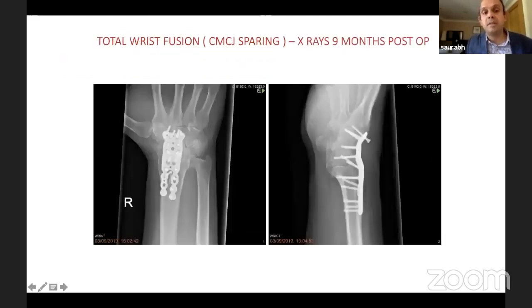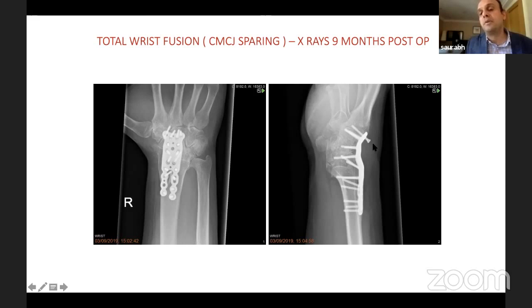So that means it needs a total wrist fusion. So that's a total wrist fusion. This X-ray is 9 months. You can see the trabeculae from radius to lunate. And here you can see it's sort of all the bones are like one lump of bone. The screw is slightly prominent. I'm not worried because clinically he couldn't feel it.